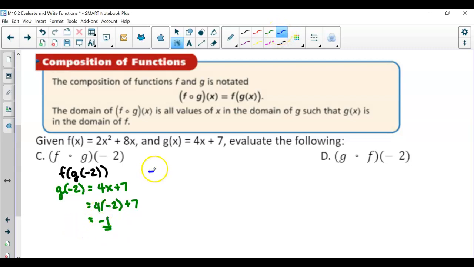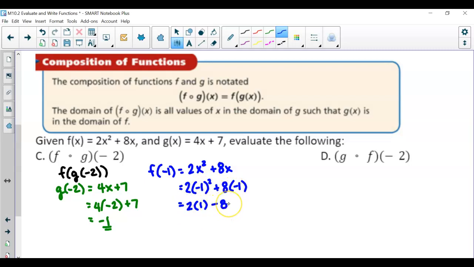That means now we need f of what value? Not negative 2, but negative 1. And f of x is 2x squared plus 8x. So this is 2 times negative 1 squared plus 8 times negative 1. Now negative 1 squared is positive 1, so 2 times 1, but then negative 8 here. So the final value is negative 6.